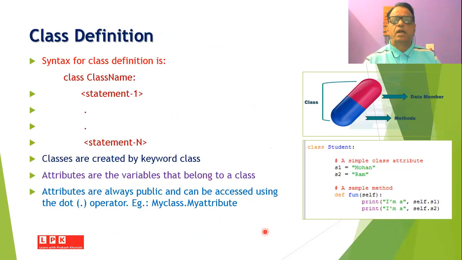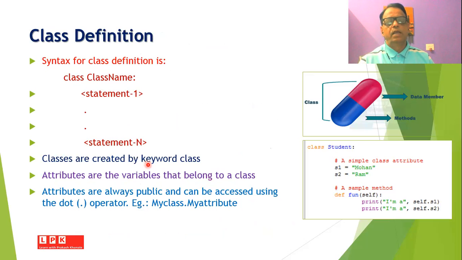So let us understand how we can define a class in a Python program. Whenever you want to define a class in a Python program, it has to be defined with the keyword class. Class followed by the class name. The class name can be any valid identifier name. Then you use a colon, and then you can write several statements together, which will constitute the class statements or class body.